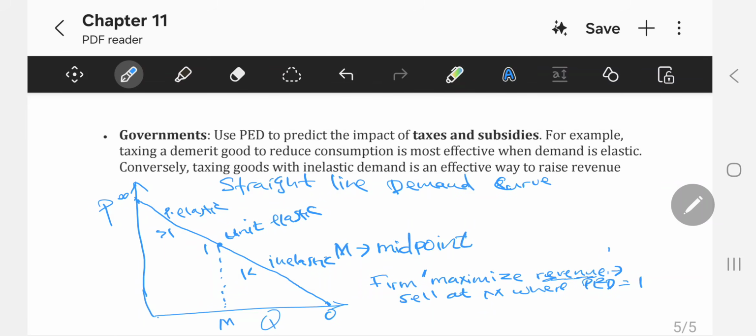Later on, when you deal with A-level economics, I'm going to show you where a firm needs to be producing if they want to maximize profit. For now, just remember, if the firm wants to maximize revenue, they need to be producing at the point where PED is 1. That's where they make the most money, not the most profit. They make the most revenue.